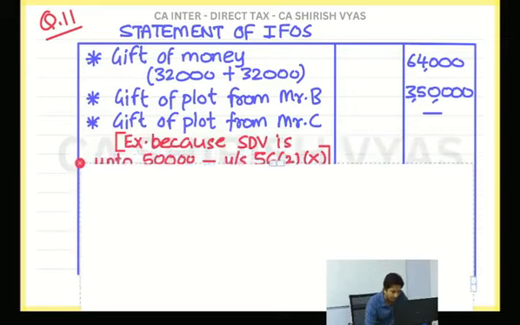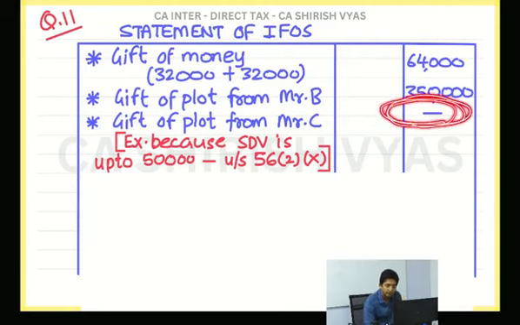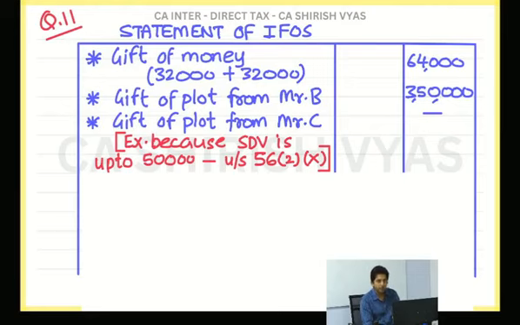See what I have written here. For this dash, what reason I have given? Exempt because stamp duty value is up to 50,000. Under which section? 56(2)(x). Before starting this sum, I told you the section of this 56(2)(x). It is exempt. Then, done this thing.